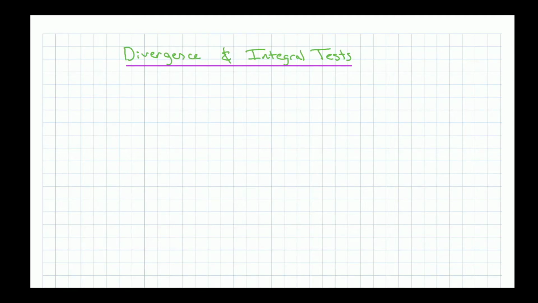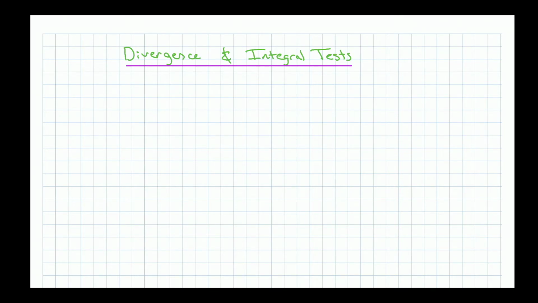Hello everybody. So what we're going to be looking at today are the divergence and integral tests. They're actually pretty easy to do. The divergence test is very easy to do, and the integral test is easy conceptually. However, deriving the integral test is a little bit more work, even though you don't really need it for anything.